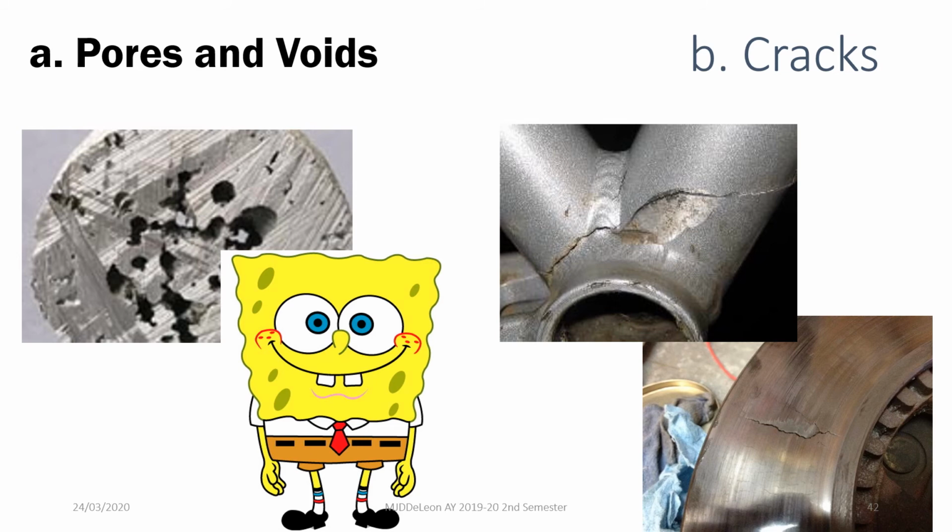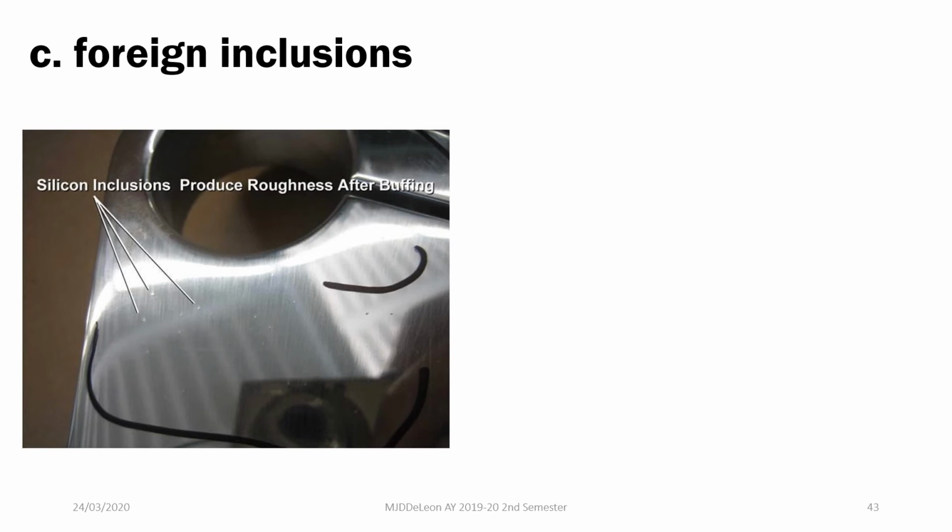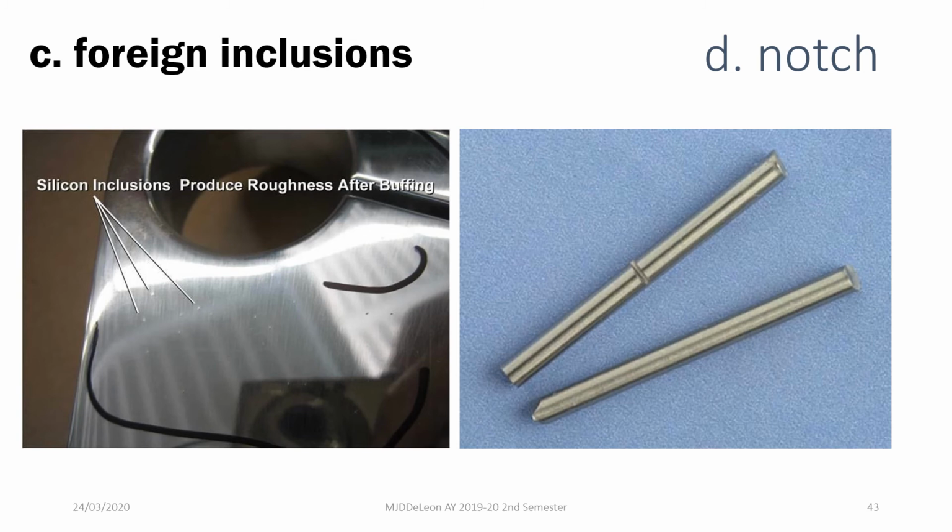We also have your cracks. So alam niyo naman kung ano yung crack. So it can be surface or internal cracks. Next, we have your foreign inclusions. So this is kind of an impurity but in a macro scale. So mas malaki, parang meron kang bulk na impurity or bulk na foreign object na nakalagay sa ating material. And we also have notches. So notches are kind of like cracks, but usually nalagay natin to intentionally for some testing. So parang meron kang indentation in your material.